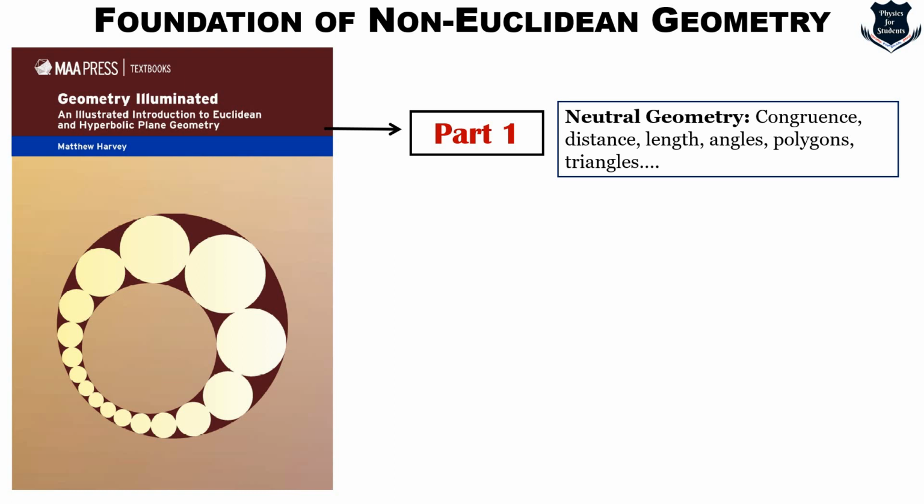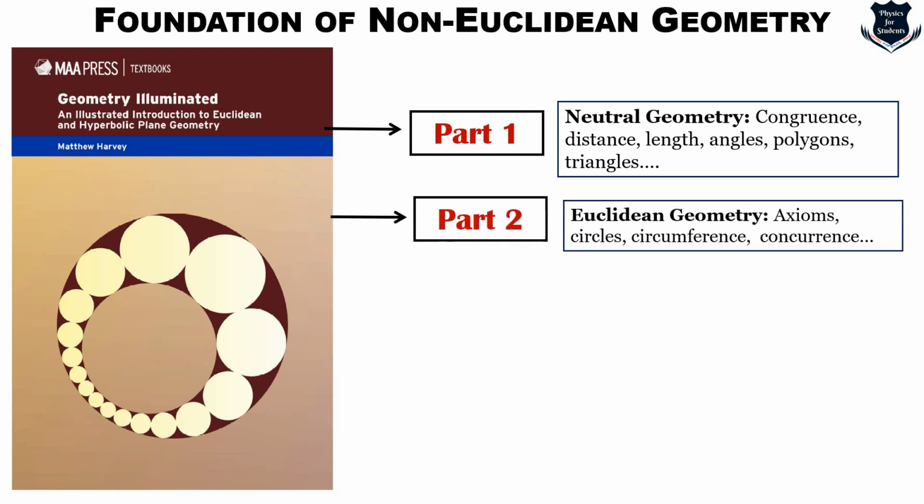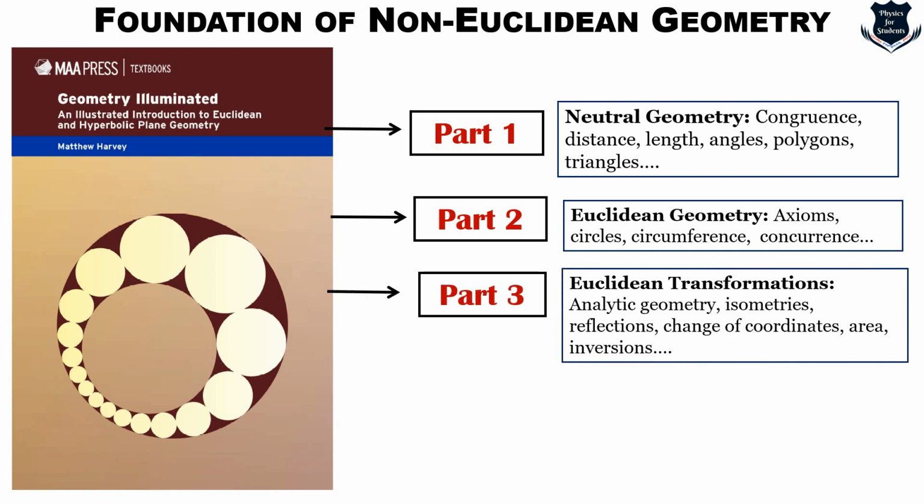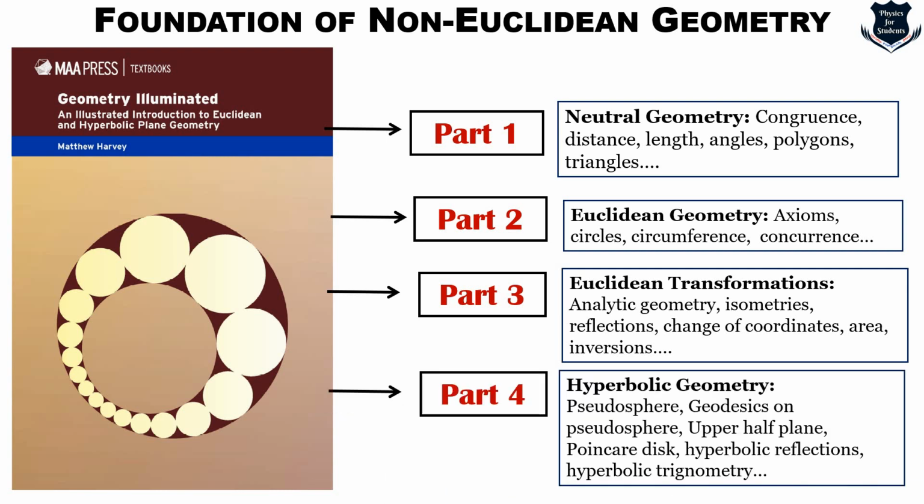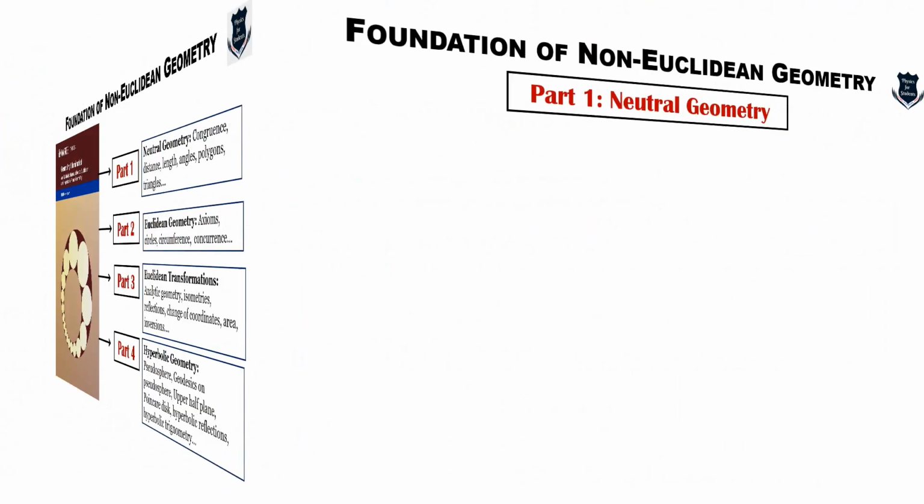So part 1 of this book is again organized same as earlier: neutral geometry, congruence, distance, etc. Part 2 is the Euclidean geometry, which deals usually with the school level axioms, circles, circumference. Part 3 starts with again Euclidean transformations, and part 4 deals with hyperbolic geometry. This book, I mean to say particularly, not the previous one, has a little bit more stress on what we call hyperbolic geometry, and I think that is a good way to do.